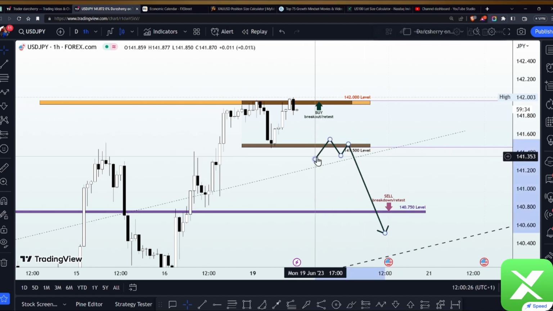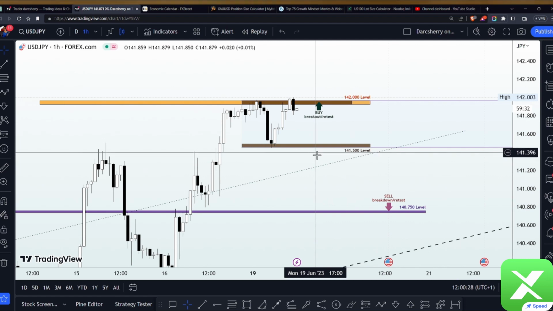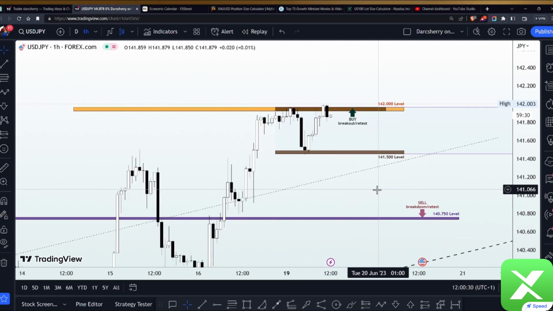Personally, I'm holding on to a bullish bias, but if price drops below the 141.500, we obviously want to be getting ready to be part of the bearish move. So that is my view here on the USDJPY.